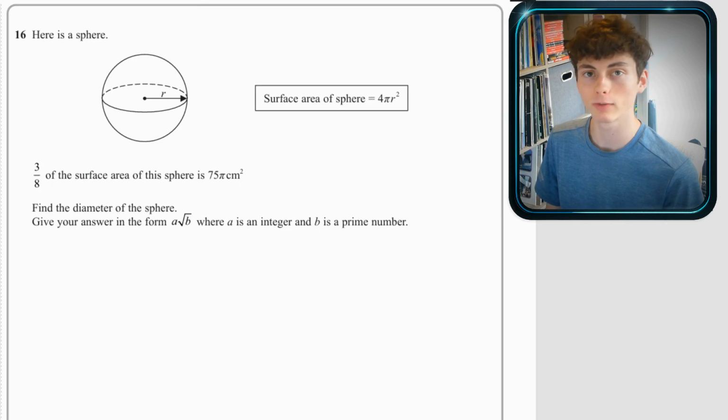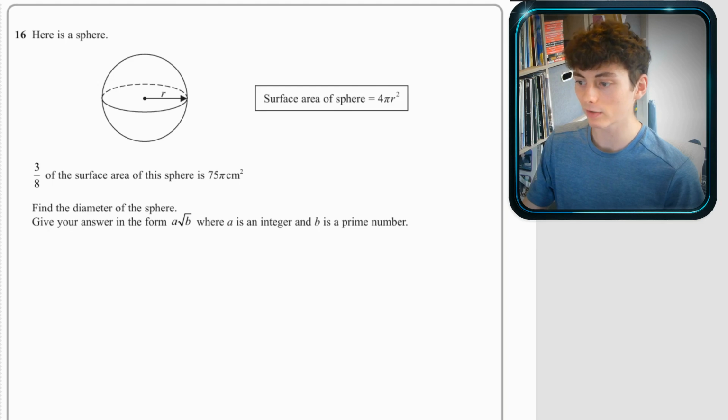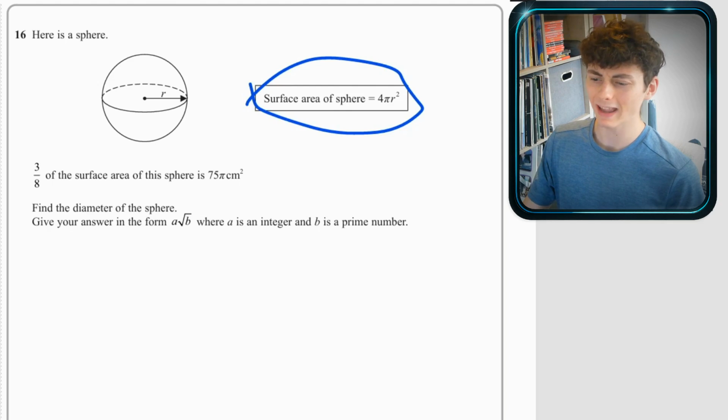Right, so on question 16 now. So we're 2/3 through now. There's 24 questions. So question 16, we've got a sphere. Sphere questions tend to be quite difficult. So they've given us the surface area of the sphere equation here. That will definitely help. So it's told us 3/8 of the surface area is 75 pi.